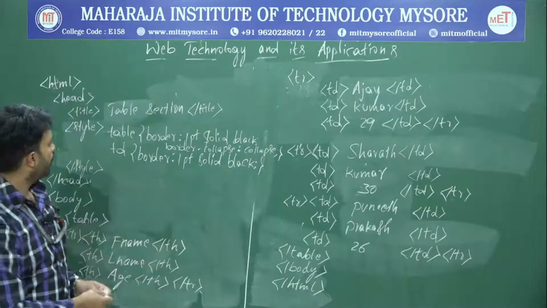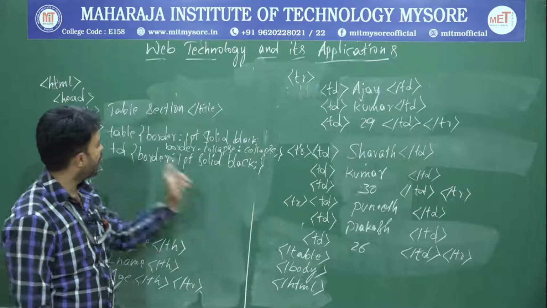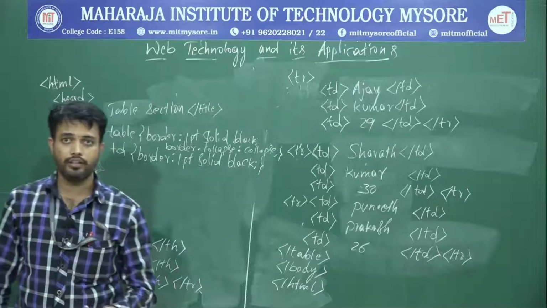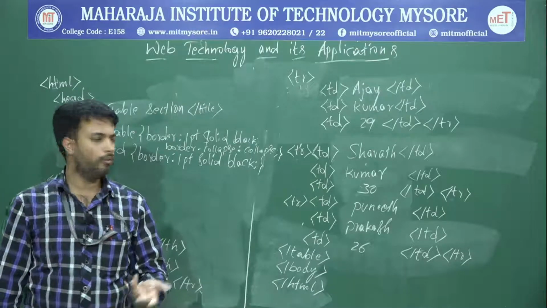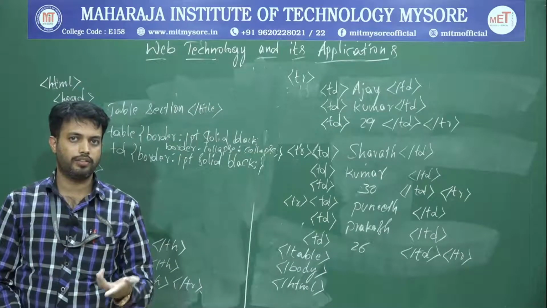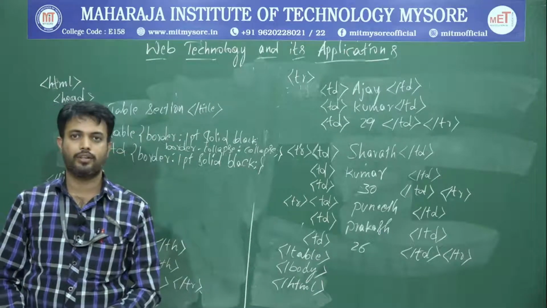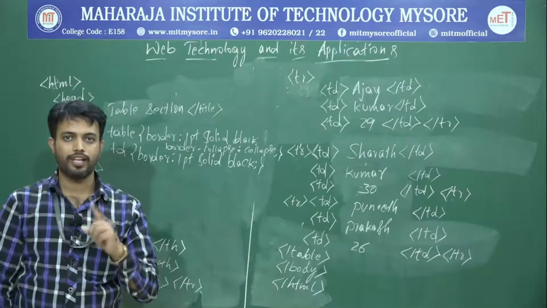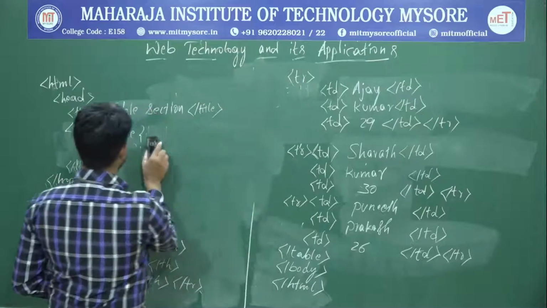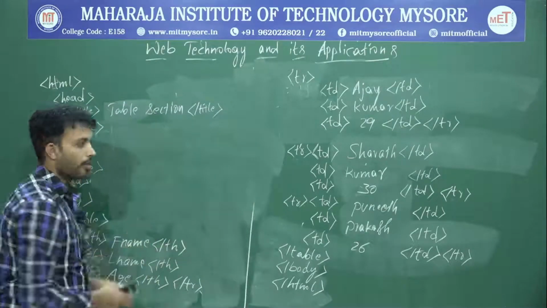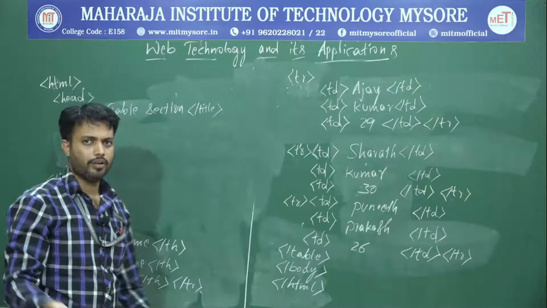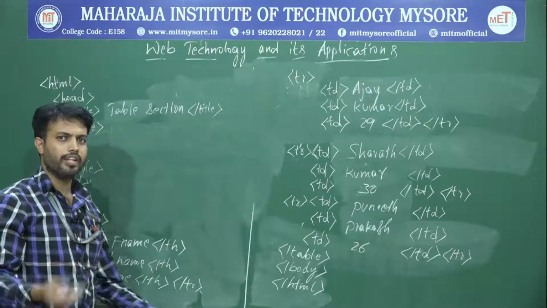Now this border 1 point solid black is common for both the table as well as TD. So why do we need to repeat these two lines? Can we write that in one style? Yes, we can write both in one style. So now I have to apply that style for table, TD and TH. Of course, you can consider TH also.